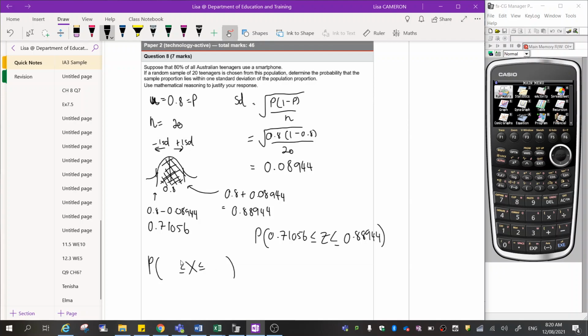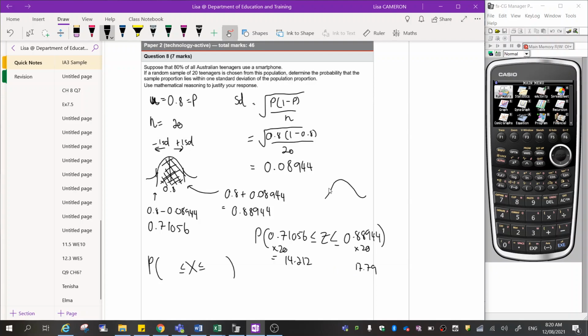Okay, so to find out what the lower of my range and the upper of my range are, I'm going to do this one times 20, which will give me 14.212, and this one times 20, which will give me 17.79. Now, we're talking about Australian teenagers using smartphones. So that is a discrete value. So I'm looking for the next whole numbers that fall in this range so that we can calculate those.